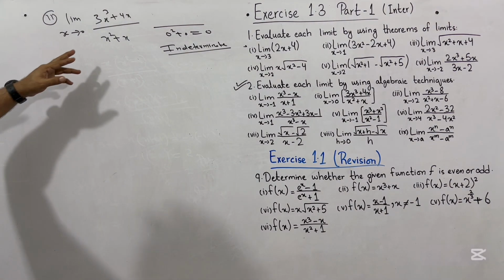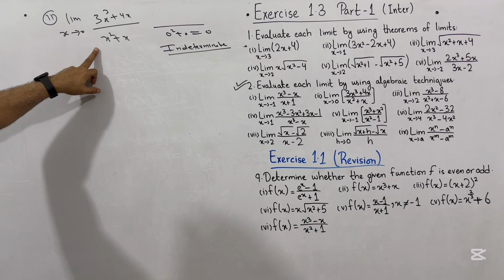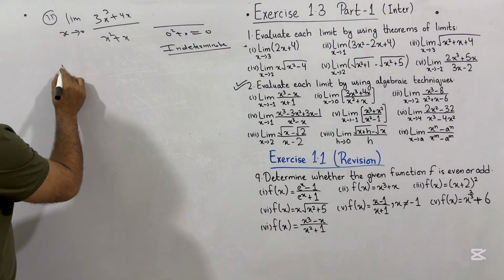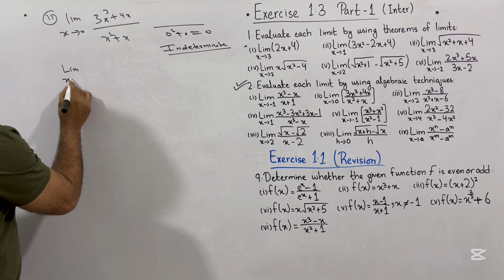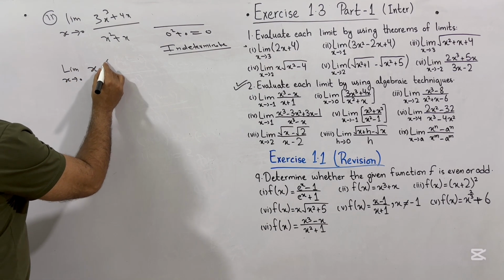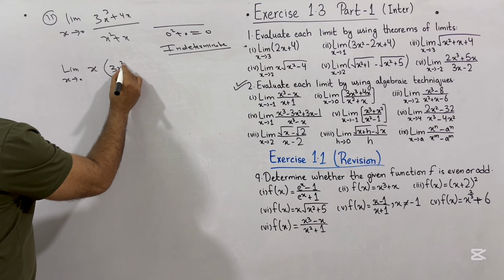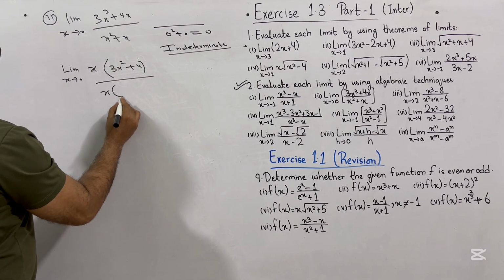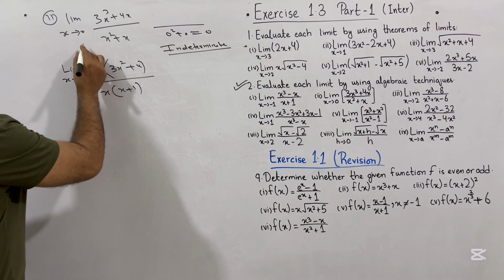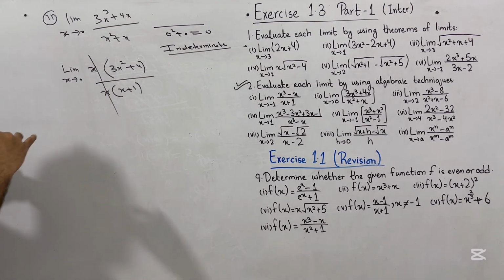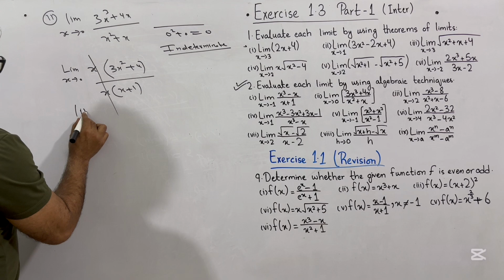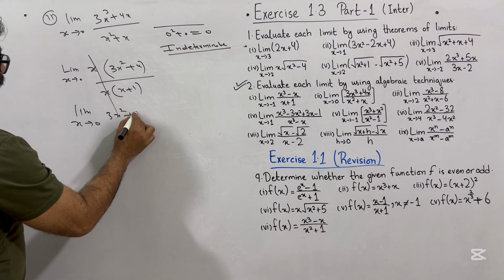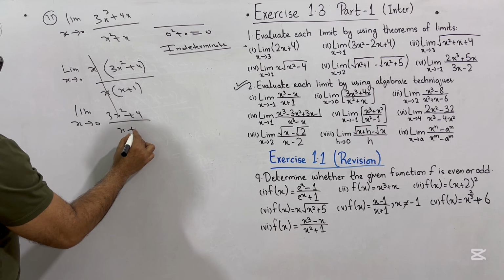Just simply check for something common from the numerator as well as from the denominator. The situation lightens and we are going to get through. Limit x tends to 0. x common from the numerator, it will become 3x square plus 4. Taking x common from the denominator as well, x times x plus 1, cancelled out. Now we have lightened ourselves. We have limit x tends to 0, 3x square plus 4 over x plus 1.